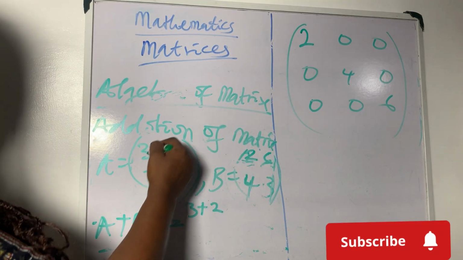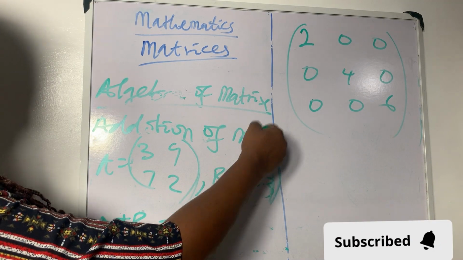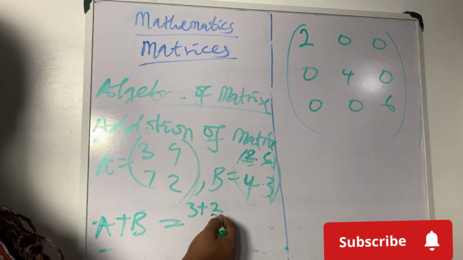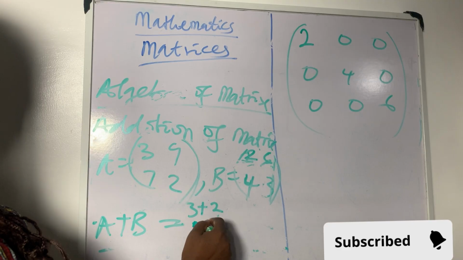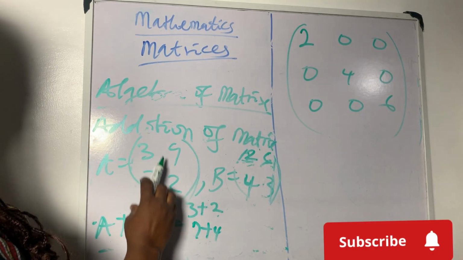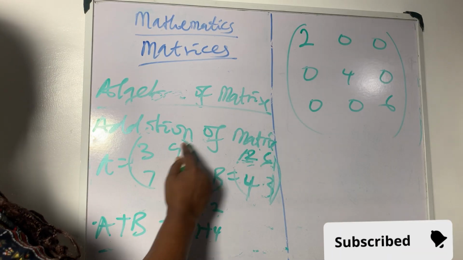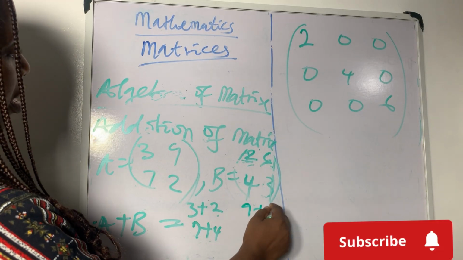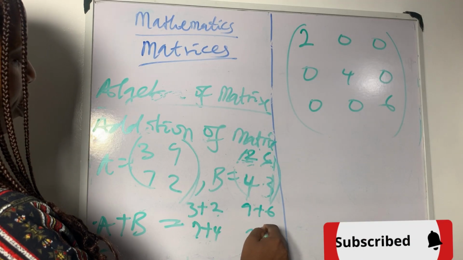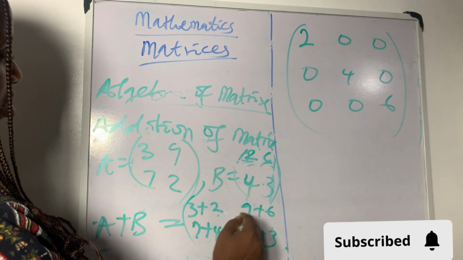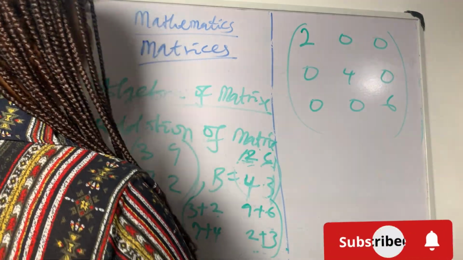Column by column. This is column 1. You use it to add to the corresponding column in the other matrix. Now 3 plus 2, you have that. Then the next one is 7 plus 4. You are done with this. Now the next entries to be added are 9 plus 6. You equally have here 2 plus 3. Remember to enclose the entries in a bracket.